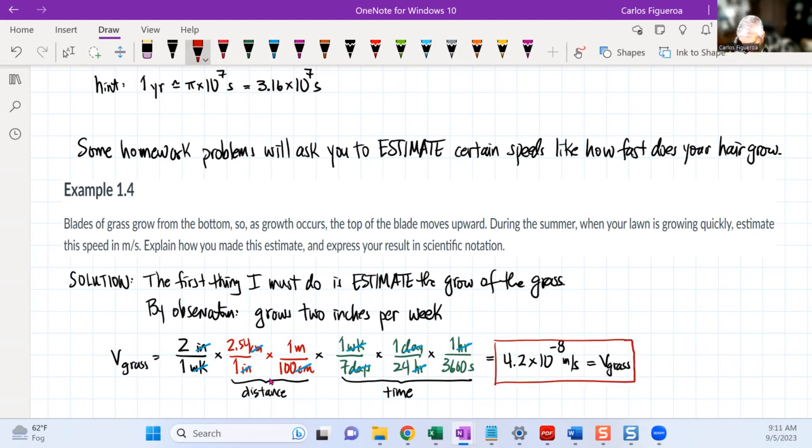So this is the end of chapter 1. When we look at the quiz on Thursday, you're going to get 2 questions. One question will be on a motion diagram, very similar to what we did here. And one question is going to be on a conversion factor.